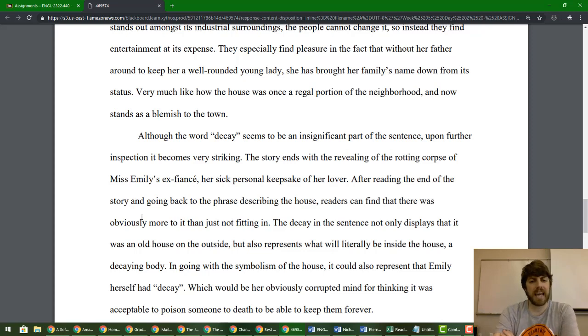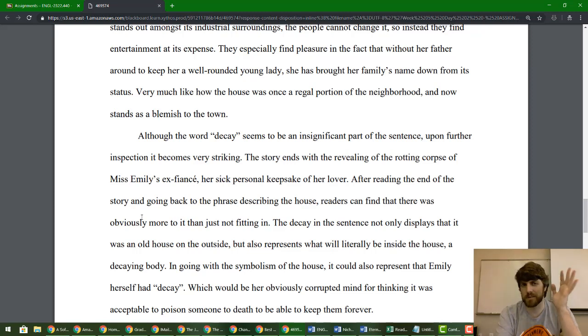She says, although the word decay seems to be an insignificant part of the sentence, upon further inspection it becomes very striking. The story ends with the revealing of the rotting corpse of Miss Emily's ex-fiancé, her sick personal keepsake of her lover. After reading the end of the story and going back to the phrase describing the house, readers can find that there was obviously more to it than just not fitting in. The decay in the sentence not only displays that it was an old house on the outside, but also represents what will literally be inside the house, a decaying body. In going with the symbolism of the house, it could also represent that Emily herself had decay, which would be her obviously corrupted mind for thinking it was acceptable to poison someone to death, to be able to keep them forever.